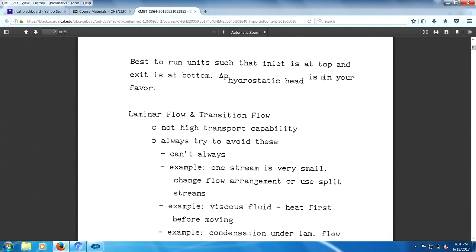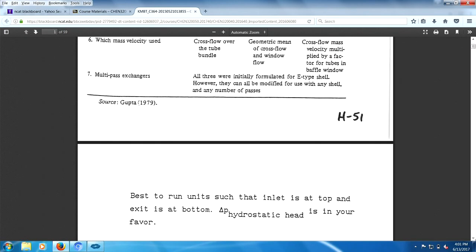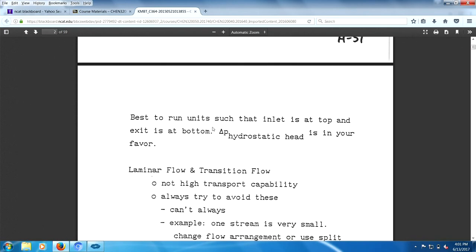Best to run units with inlet at the top, exit at the bottom. The hydrostatic head is on your side. You got that? You know what that meant? Nobody ever tells you that.